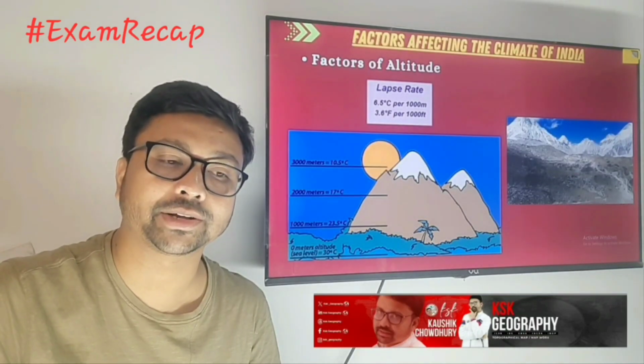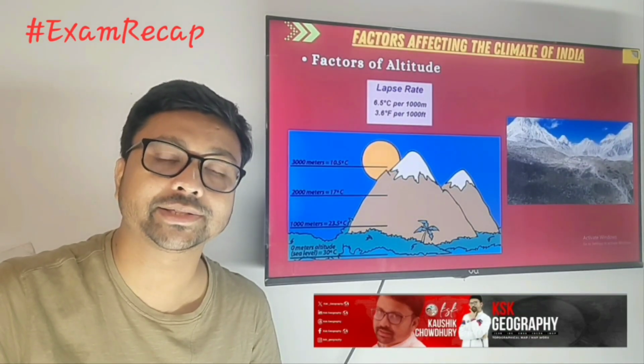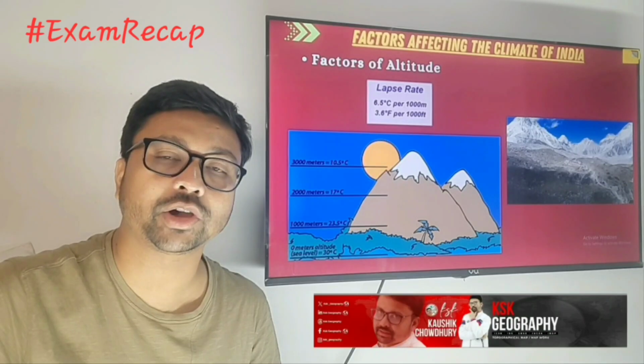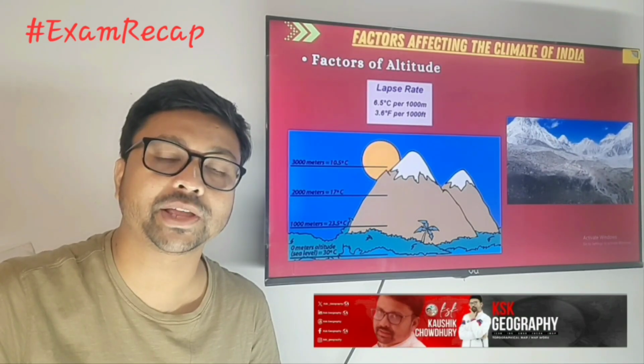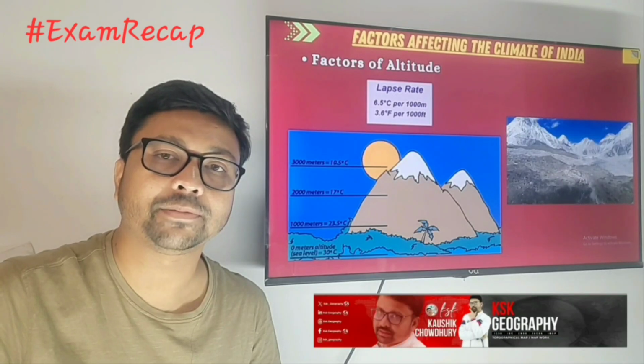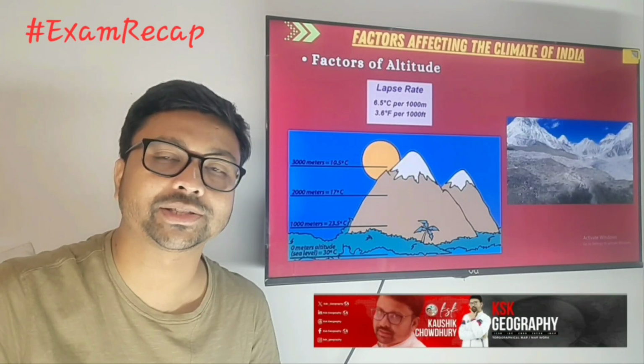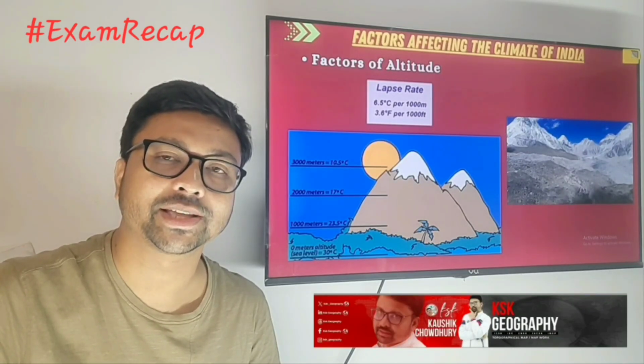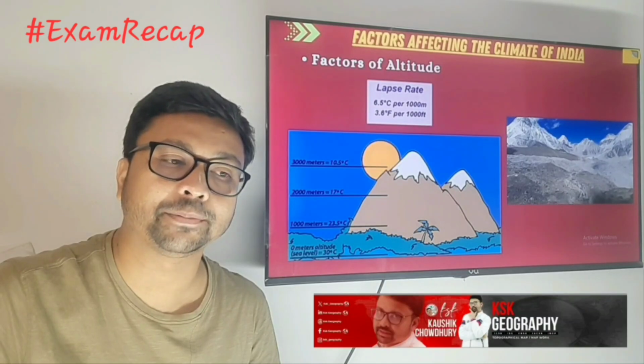Next, altitudinal factors. As you know, as the height increases, temperature decreases. So that's why all the hill stations experience low temperature, due to the normal lapse rate of temperature. It means per kilometer, 6.4 degrees Celsius temperature will decrease. That is the normal lapse rate of temperature.